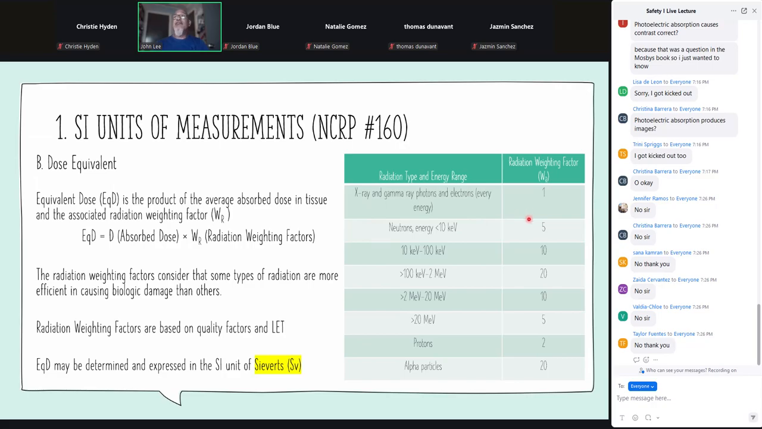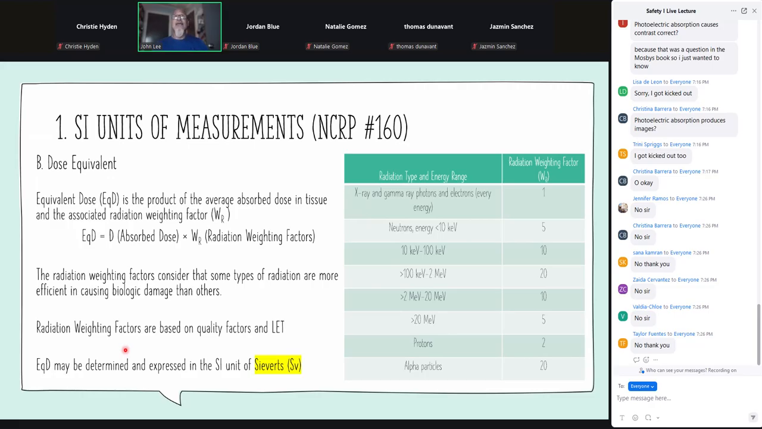And the weighting factor chart here, I would consolidate this if I were you, because you can see we have some that are repeating. There's a couple fives, a couple tens, and a couple 20s. We use this factor and multiply it times the absorbed dose so that we get a better idea of the biologic risk from the exposure.